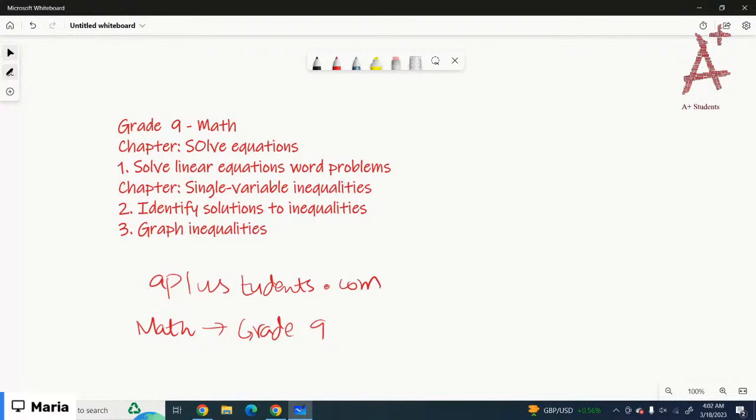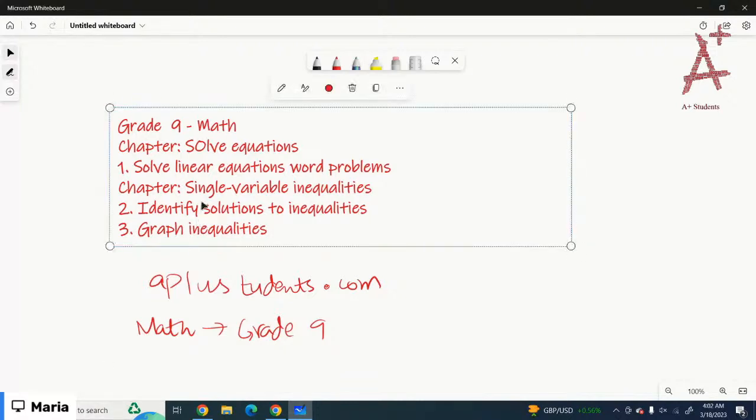We're going to start with the chapter solve equations, and the lesson we're going to do is solve linear equation word problems. Then we'll start the new chapter, single variable inequalities. The lessons from the chapter are identify solutions to inequalities and graph inequalities. So let's start with the first lesson, solve linear equations word problems.